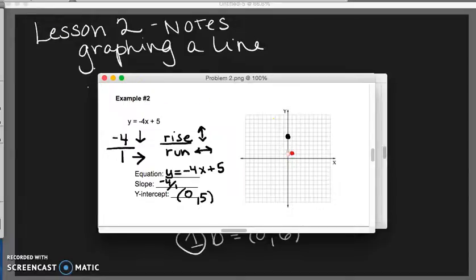Okay, so we're going to erase that. And we're going to do our slope again. So we're going to go down 1, 2, 3, 4, and then to the right 1. And now we're going to connect our dots. Make sure you use a ruler.